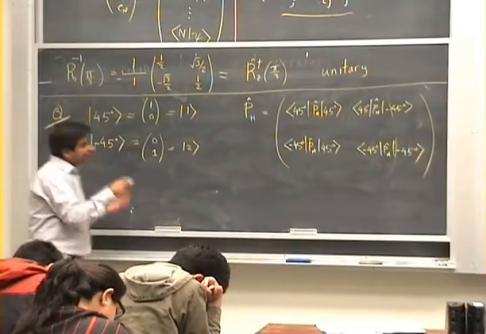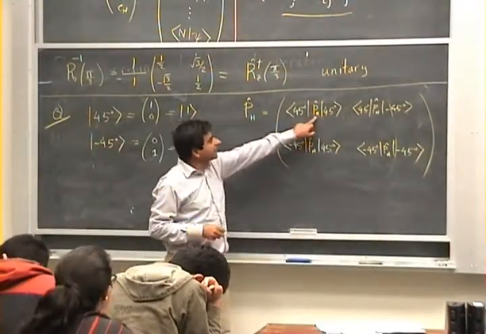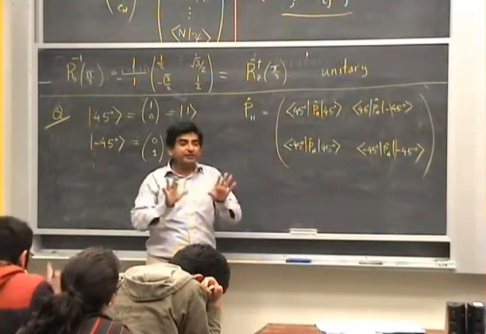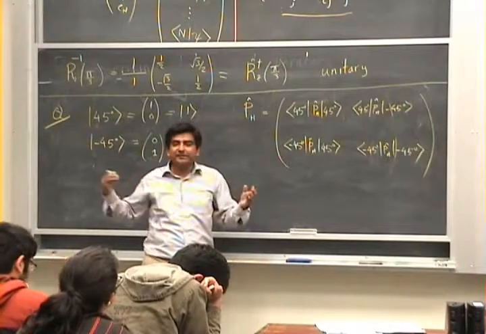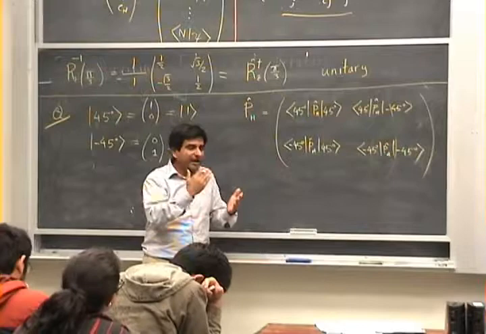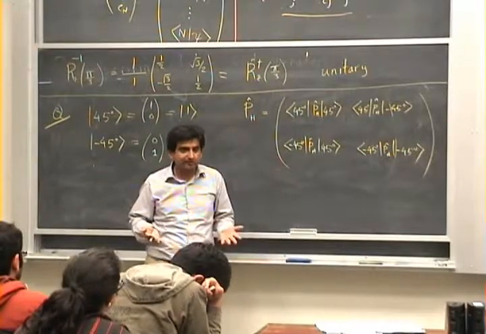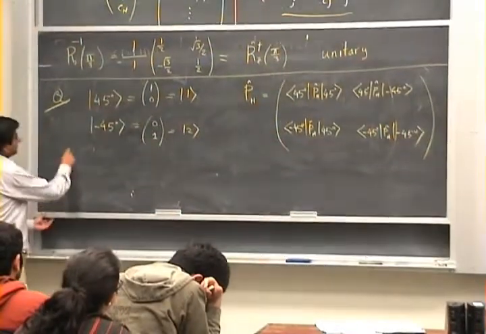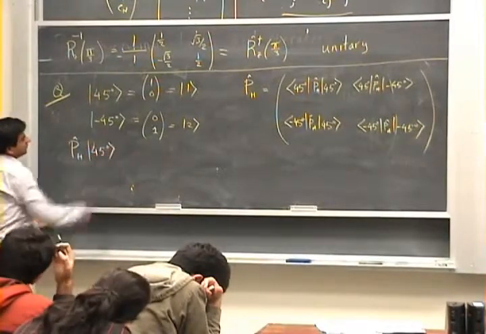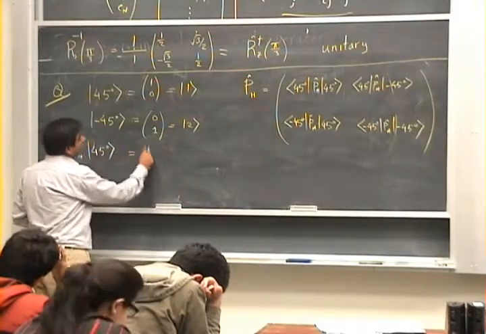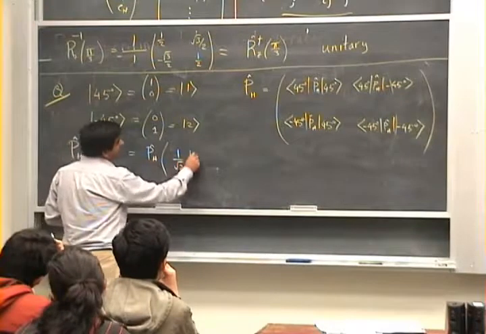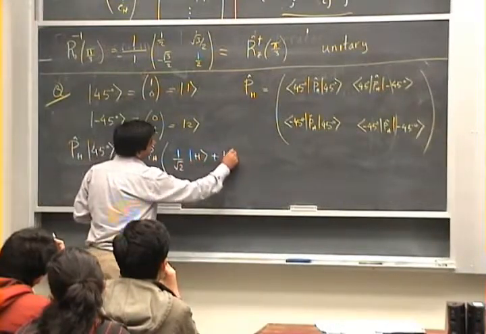So let me start this for you. I want to find out the effect of the horizontal projector on ket 45 degrees. Okay? Now this is governed by physics. Physics tells me that if I have photons that are coming in with 45 degrees polarization, what happens if I pass them through a horizontal polarizer? So what happens is that PH acting upon ket 45 degrees, I would like to write ket 45 for my convenience as 1 over under root 2 times ket H plus ket V. Okay?